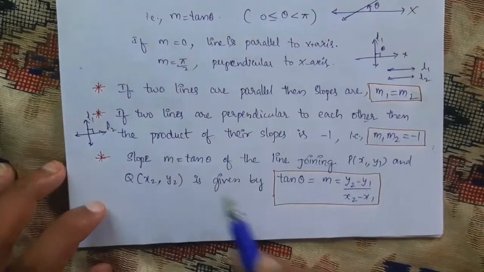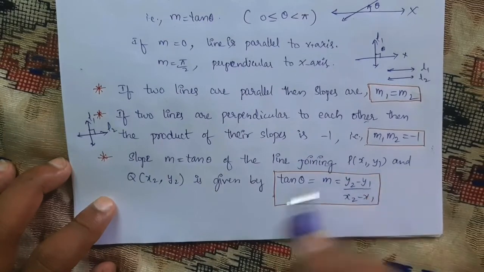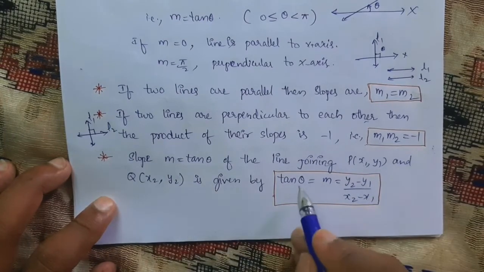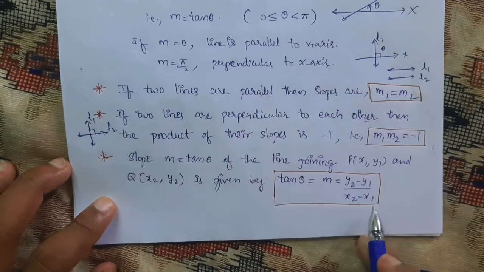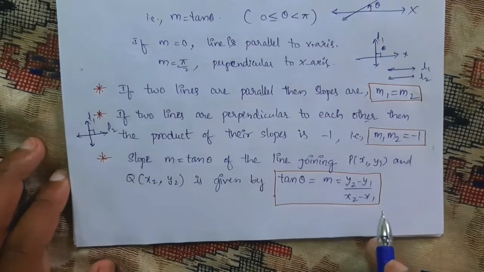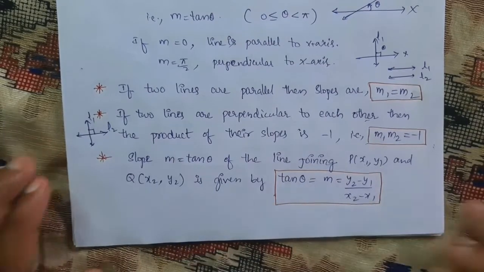Next, the slope m is equal to tan theta of a line joining P of x1 comma y1 and x2 comma y2, given by tan theta is equal to m is equal to y2 minus y1 by x2 minus x1. This is an important formula whenever we are going to find the slope if they give 2 points. Okay.